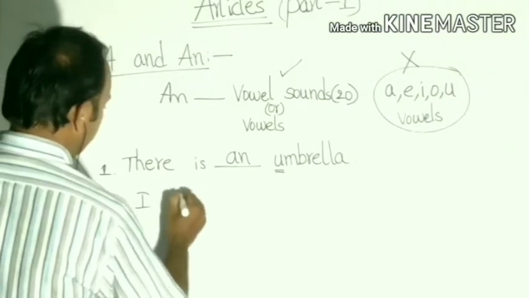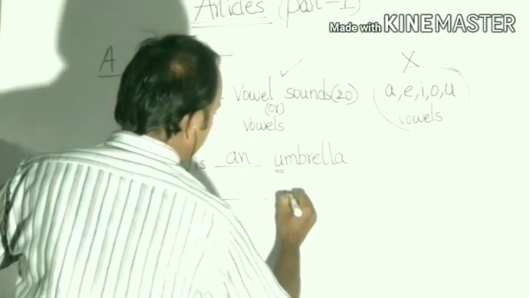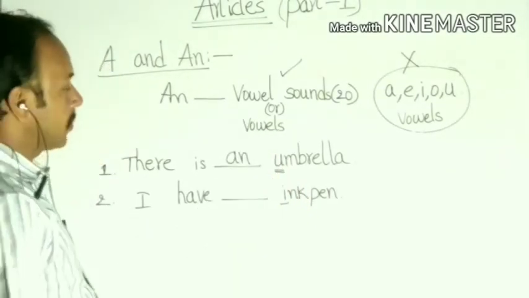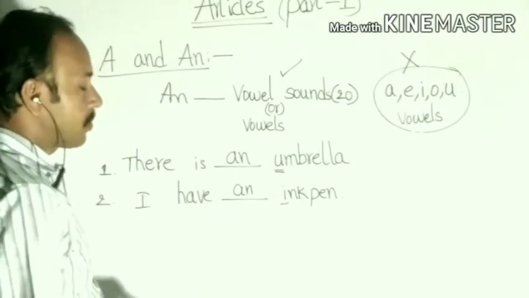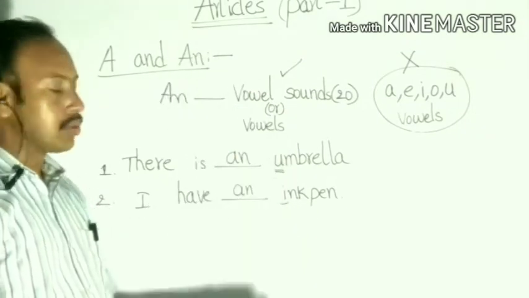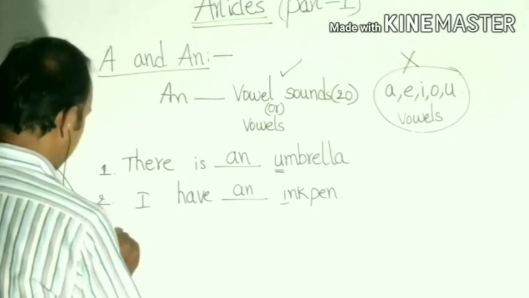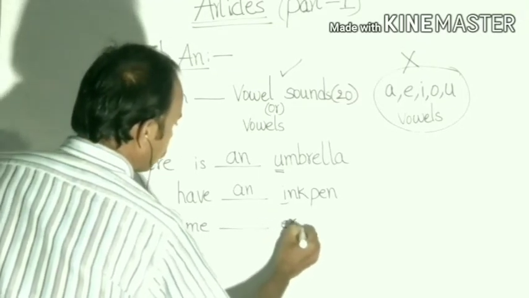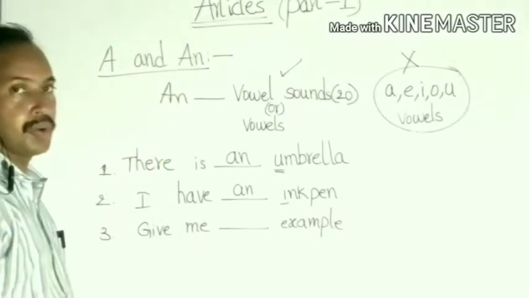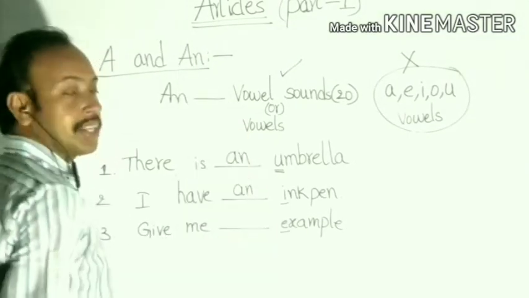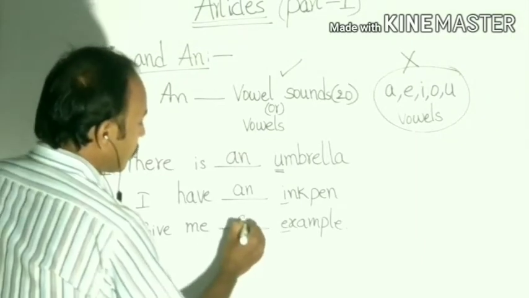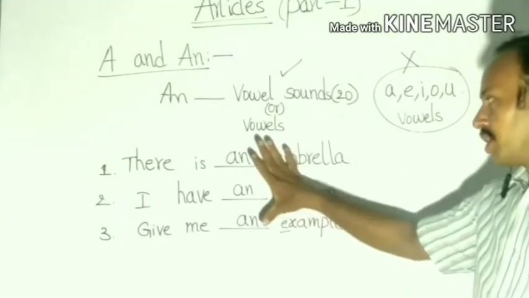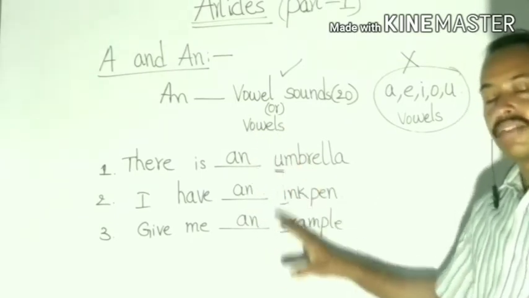Let me give you as many examples as possible. I have dash ink pen. What is the first sound of this word? The correct answer for this question is 'an', because the first sound is also a vowel sound. Next one, give me dash example. The right pronunciation of this word is 'example'. So what is the first sound? Once again, a vowel sound. So write 'an'. By checking the very first sound of the given word, you will decide whether you should write A or an in the given blank.